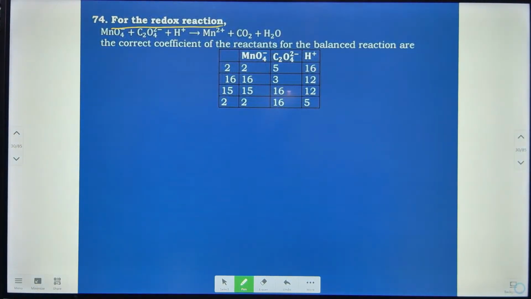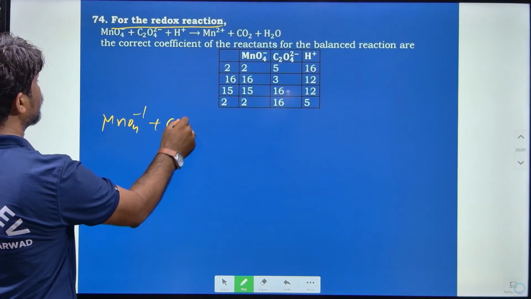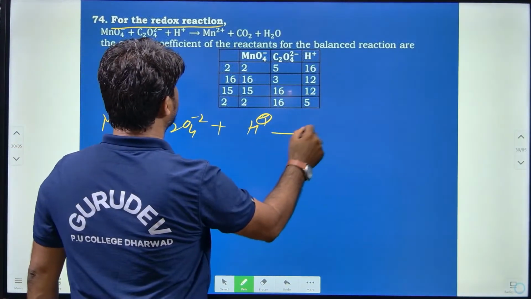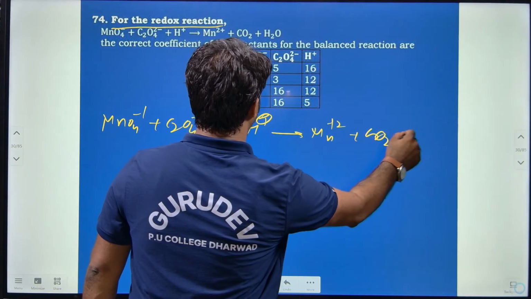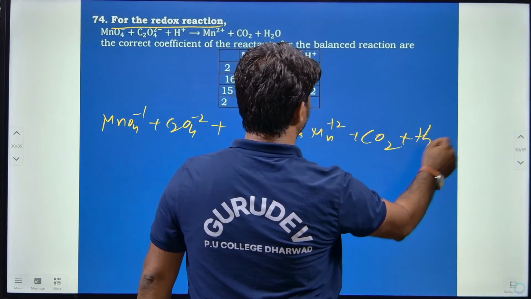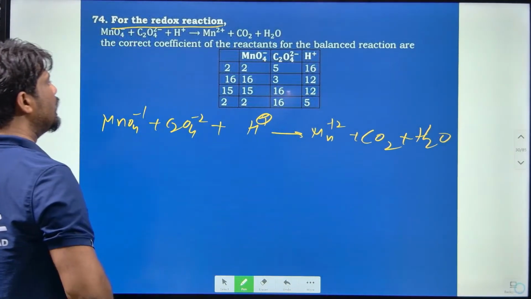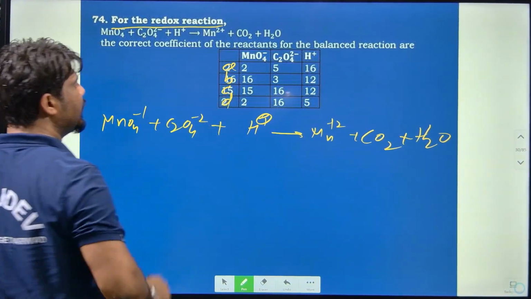For the reaction, MnO4 minus 1 reacts with C2O4 minus 2 and H plus. It gives Mn plus 2 and CO2 along with formation of H2O. This one we need to balance. This is option A, option B, option C, option D.